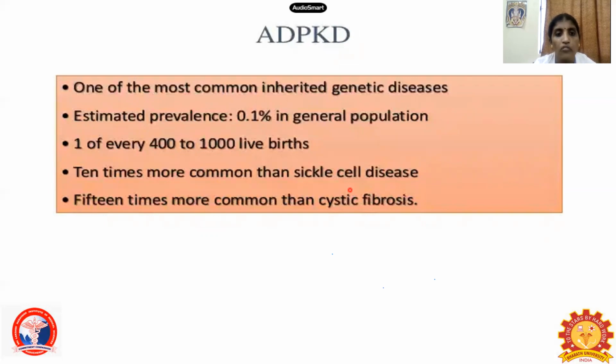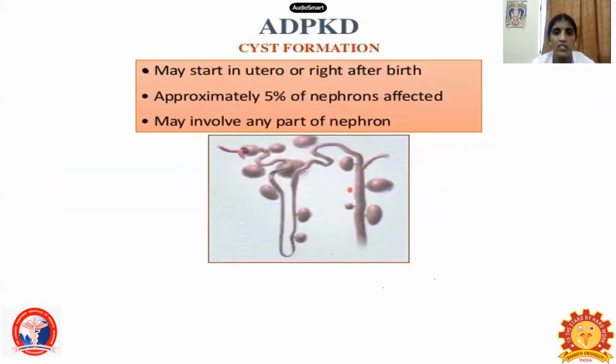However, one of every 400 to 1,000 live births can get involved with adult polycystic kidney disease. So the cyst formation can start in utero, though the name is adult polycystic kidney disease. The cyst formation starts in utero or immediately after birth, and as is shown in the figure, it can involve any part of the nephron.